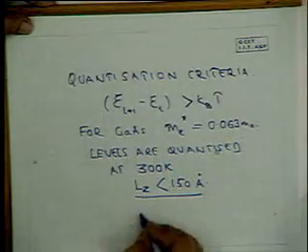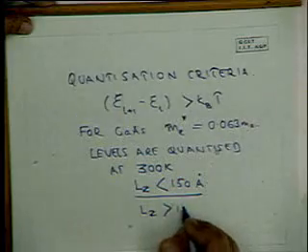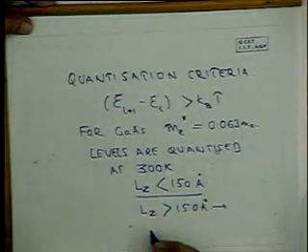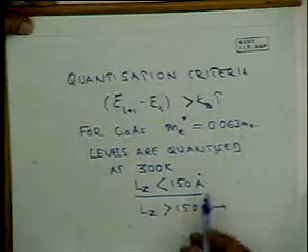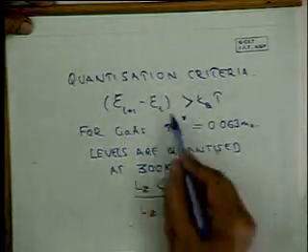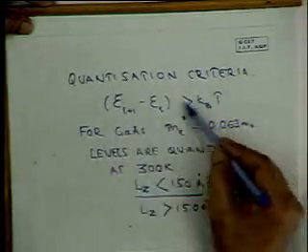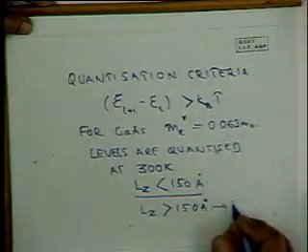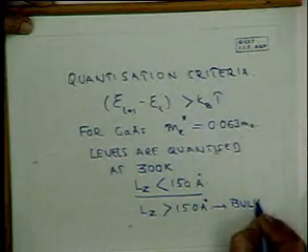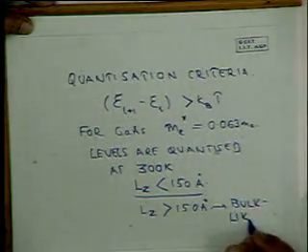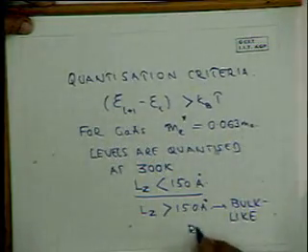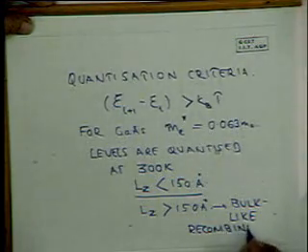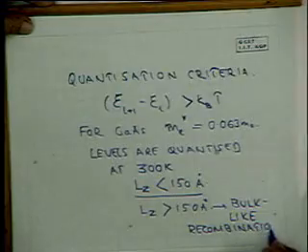And if L_z is greater than 150 angstroms, then the luminescence pattern, in this case the energy difference will be less than k_B T, okay, and then you have bulk-like recombination. The effect of the quantum wells are not felt.